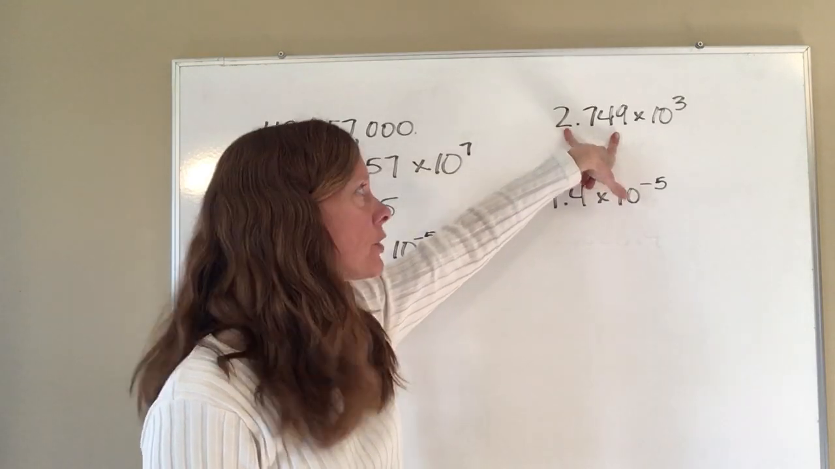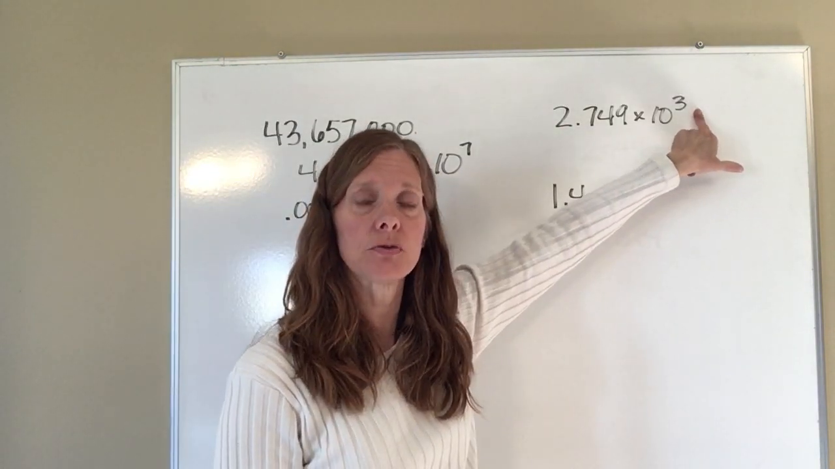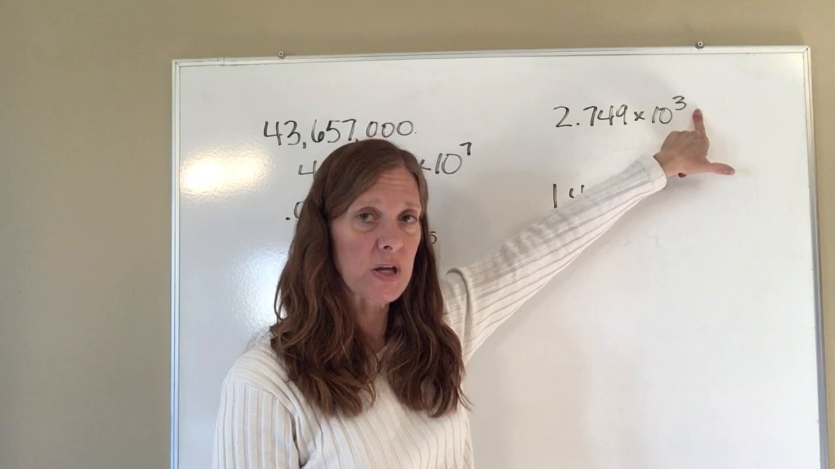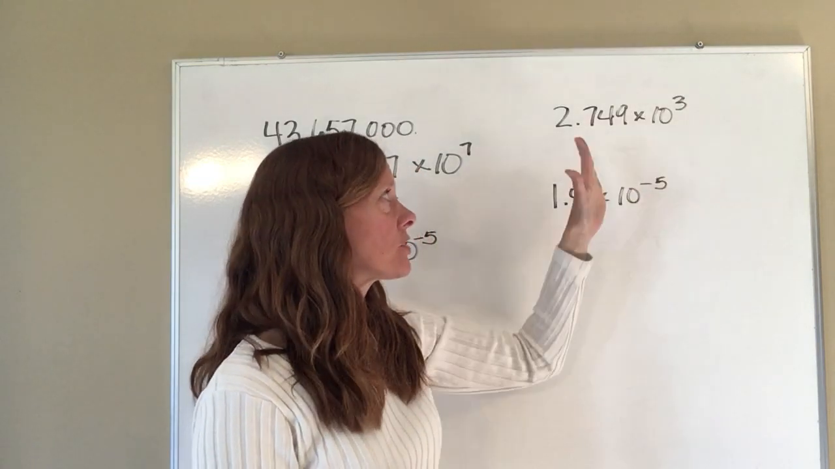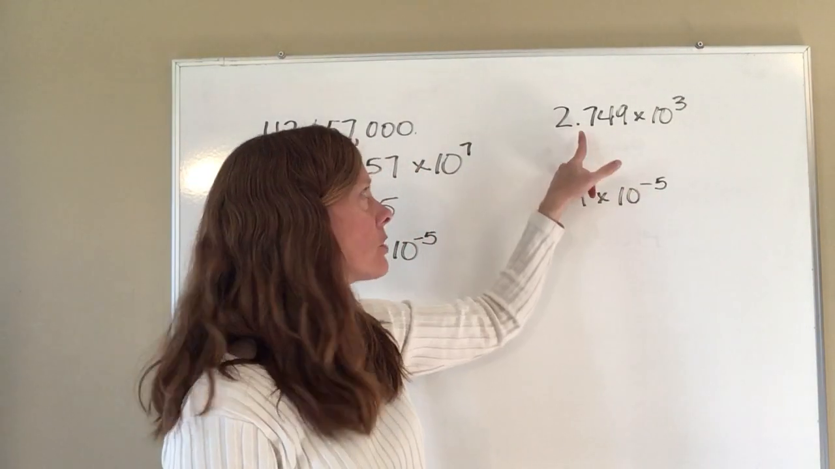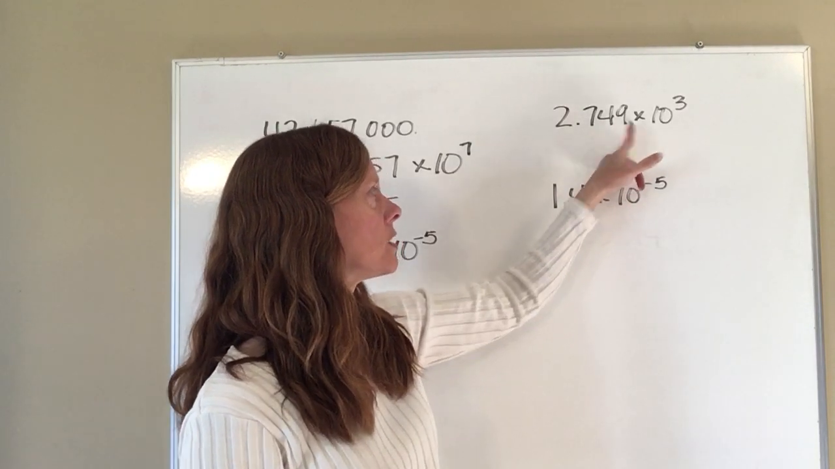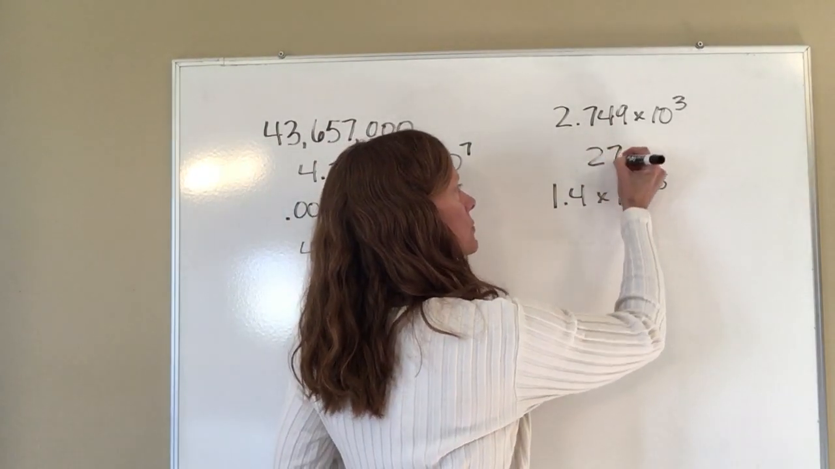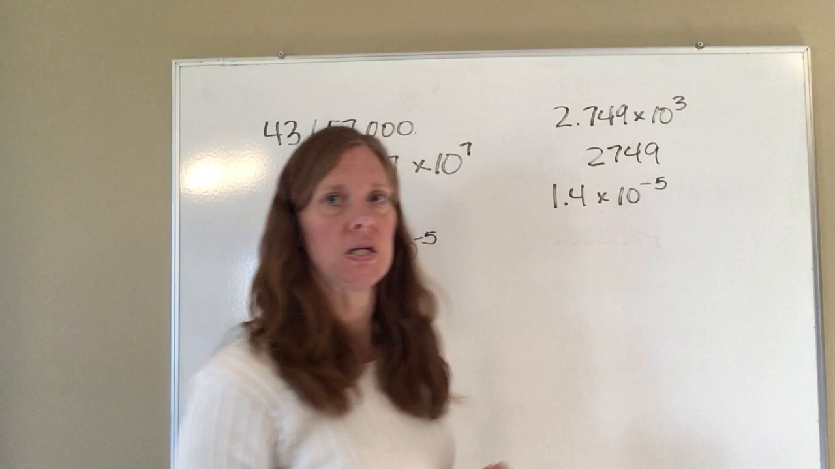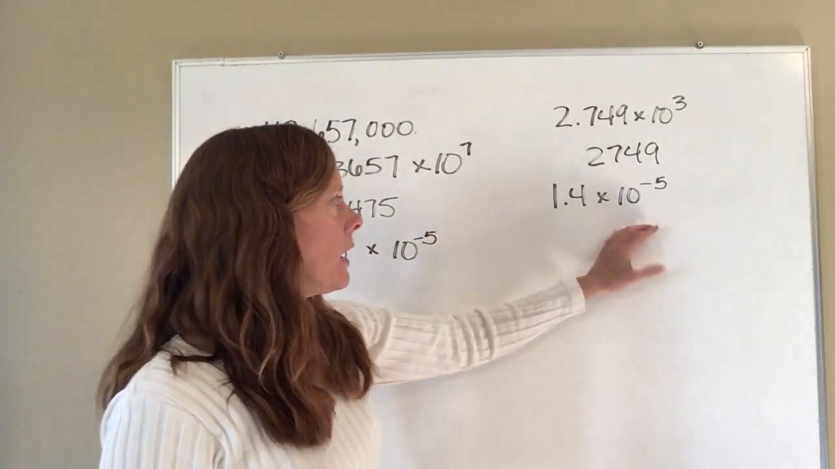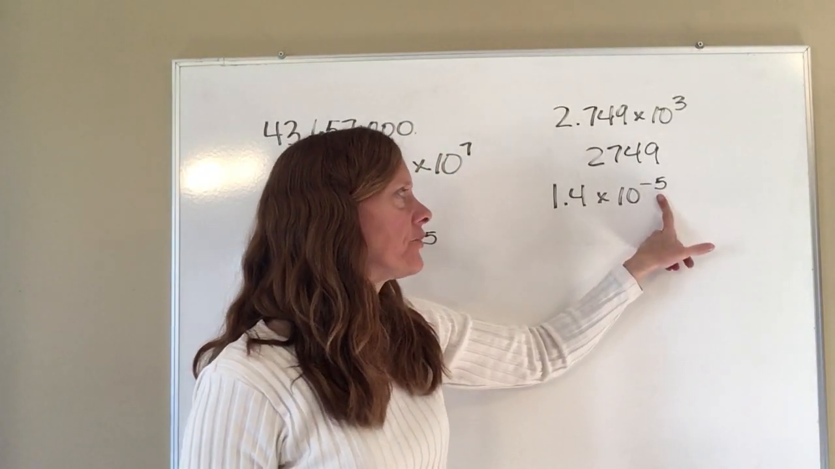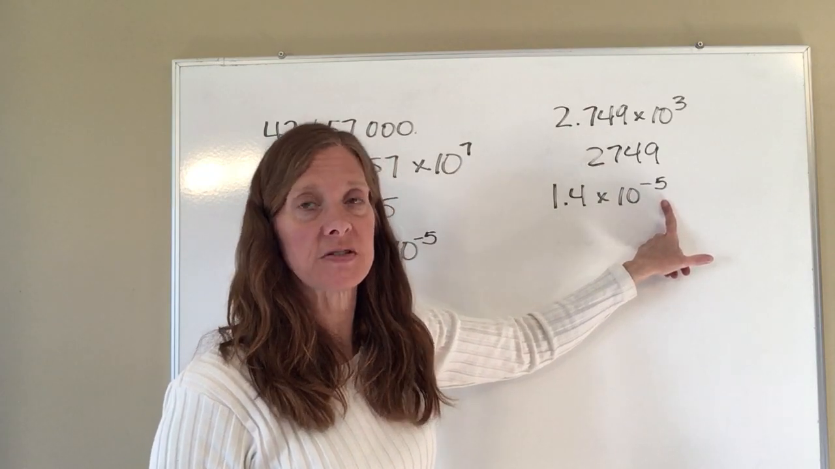2.749 times 10 to the third, that 3 means that I have to move the decimal point 3 places, and it's positive, so that means the number needs to get bigger. So if I move it 3 places, 1, 2, 3, this number would be 2,749.